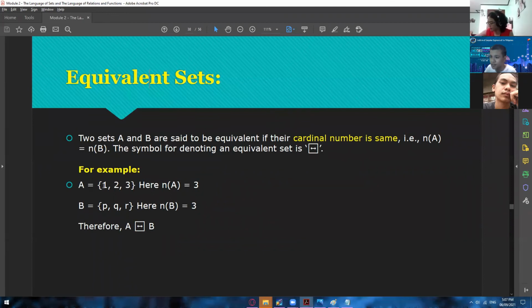For example, we have a set A which contains the elements 1, 2, 3. So the cardinality of this one is 3. And we have P, Q, R for set B. So we have a cardinality of 3 also. So we could say that A is equivalent to set B.